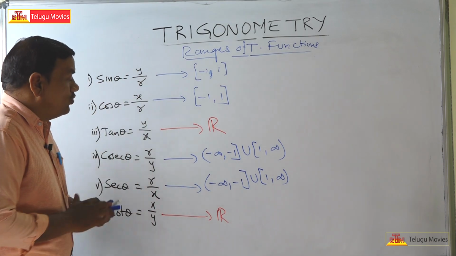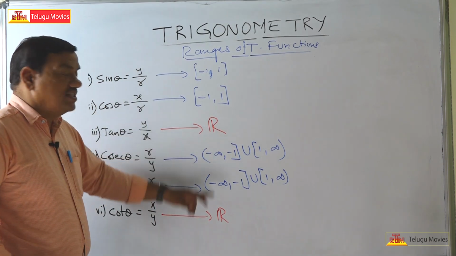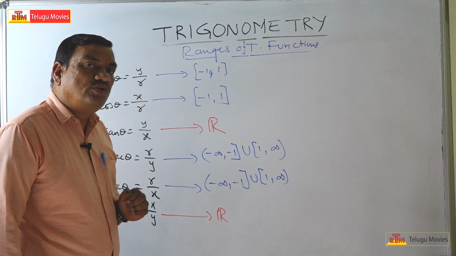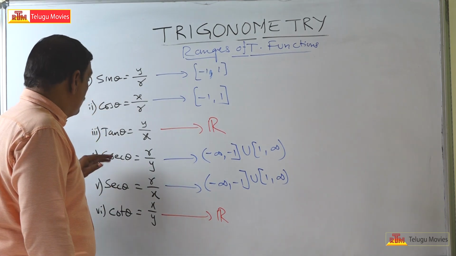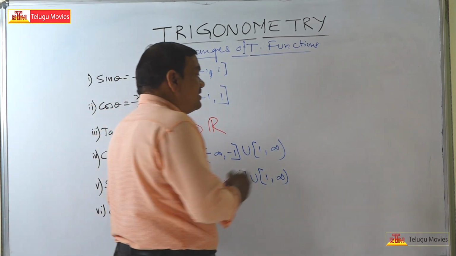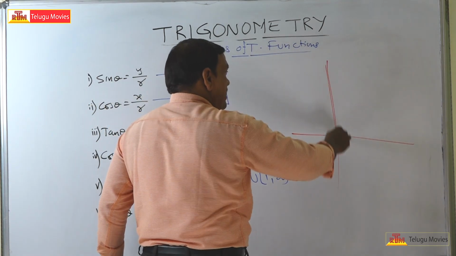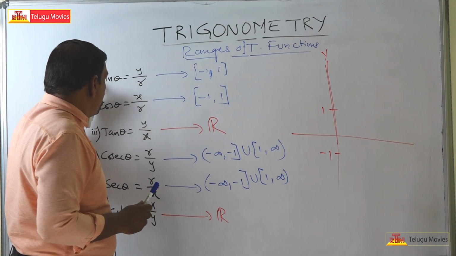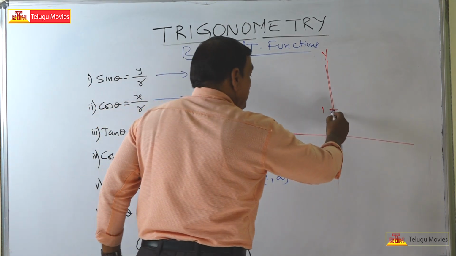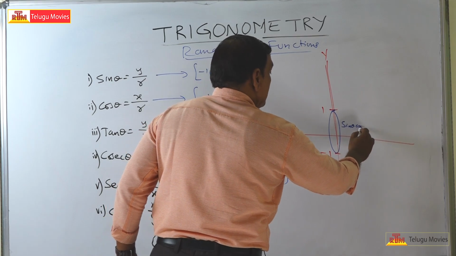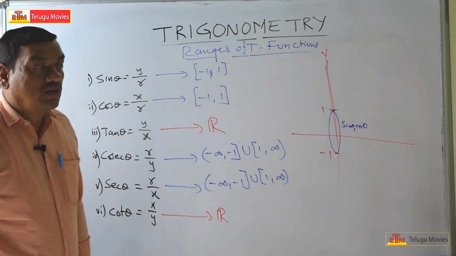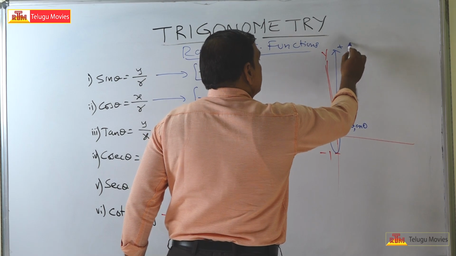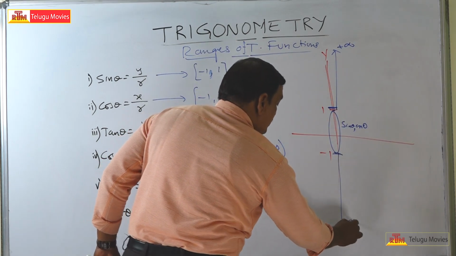So how do we remember these values? For tan theta and cot theta, the range is R, no doubt. For sin theta and cos theta, everybody will tell. The only thing students generally forget is the range of cosecant theta and secant theta. Remember this: range means y value. So this is 1 and this is -1. For sin theta and cos theta, the range is in between, -1 to +1. For cosecant theta and secant theta, it is 1 to plus infinity, and here -1 to minus infinity.